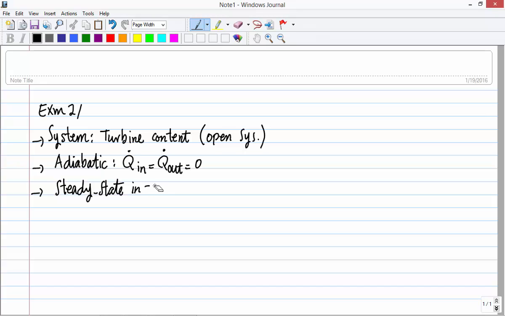In time, the operation is steady state, which means that there is no change in time in rate of energy.